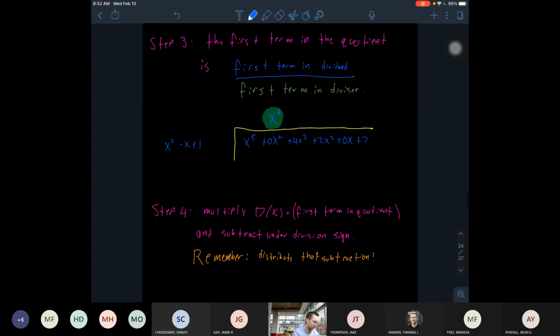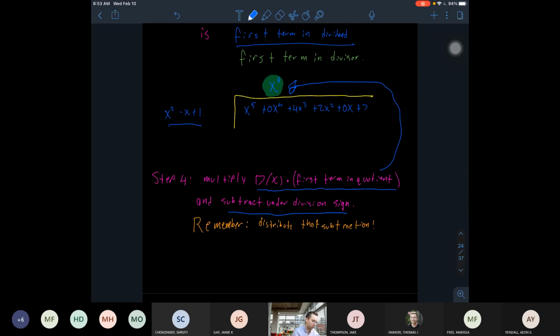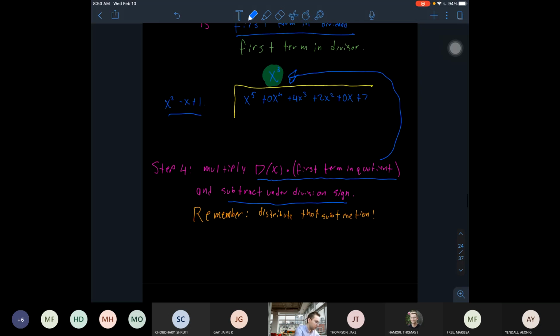And now here's what we're going to do. This is step 4 now. We are going to take our divisor and we're going to multiply it by the first term in the quotient. Now the first term in the quotient is the thing which we just figured out is x cubed. We found the first term in the quotient and now we're going to multiply our divisor times it and we're going to subtract underneath the division sign. And I put this orange notation here which says, remember, we need to distribute that subtraction. Okay, so here's how this is going to work.